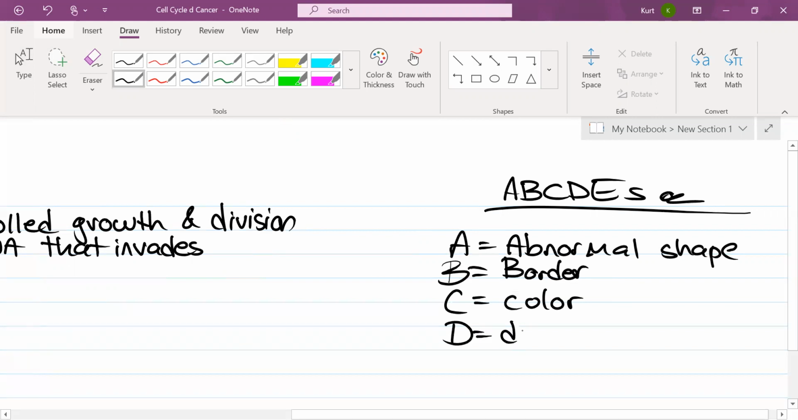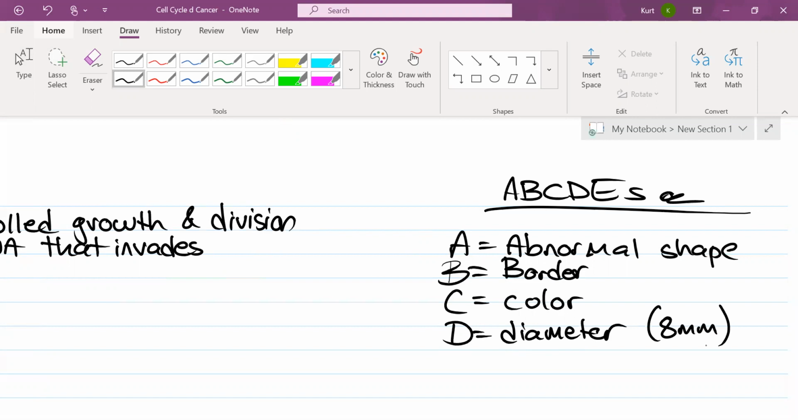D is diameter. About 8 millimeters, which is typically a pencil eraser. If I can take this pen and cover up my little mole here, and I can't see the mole, I'm good. But if I were to put this pen on my arm and I can still see it, it's gotten bigger. So I need to go to get that checked out.